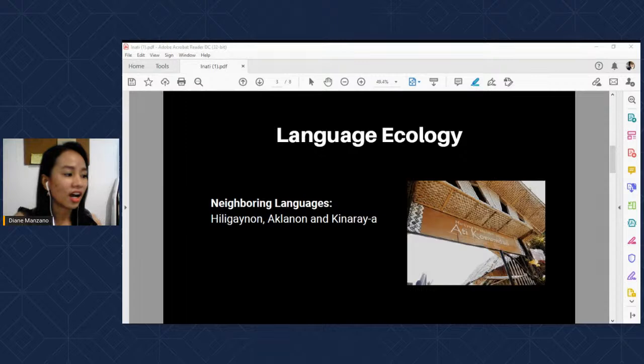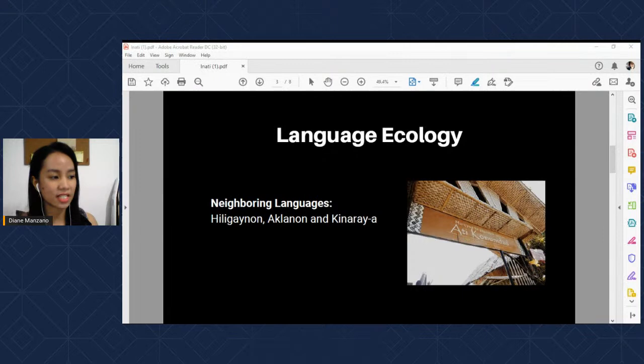Now, Aklanon, on the other hand, is mostly used in Aklan, in some parts of Capiz, like Sapian and Mambusao, and Antique, while Kinaraya is used in large parts of Antique, West Iloilo, Guimaras, and West Capiz.